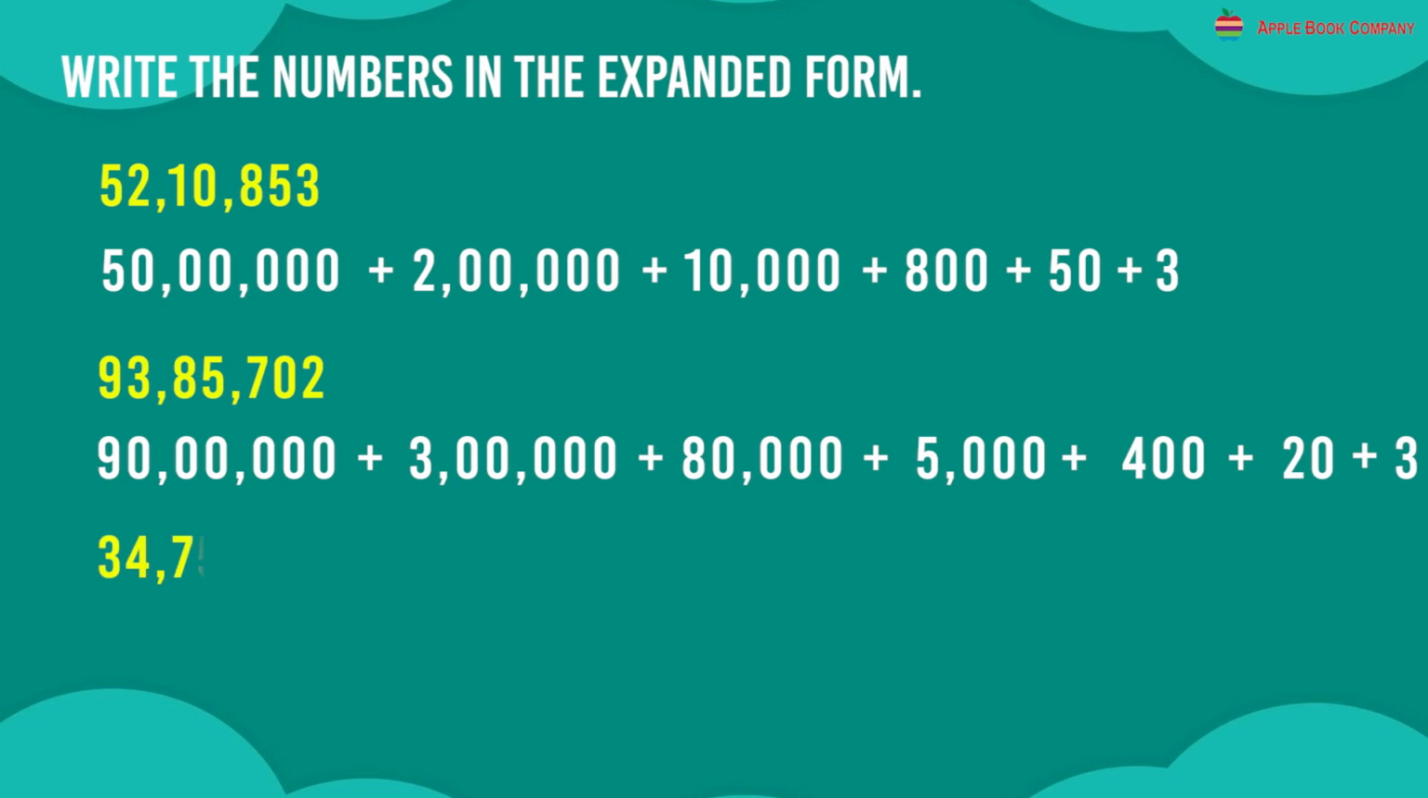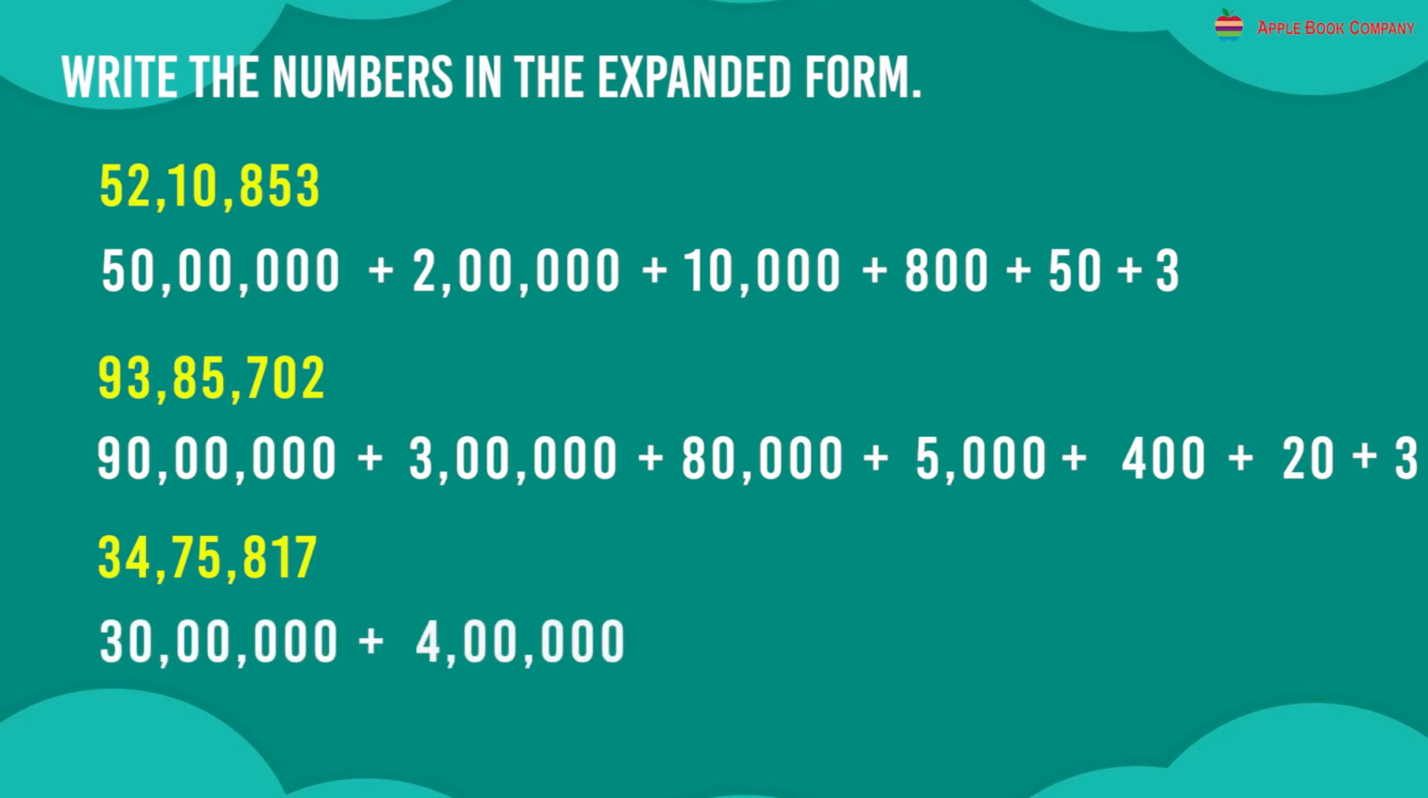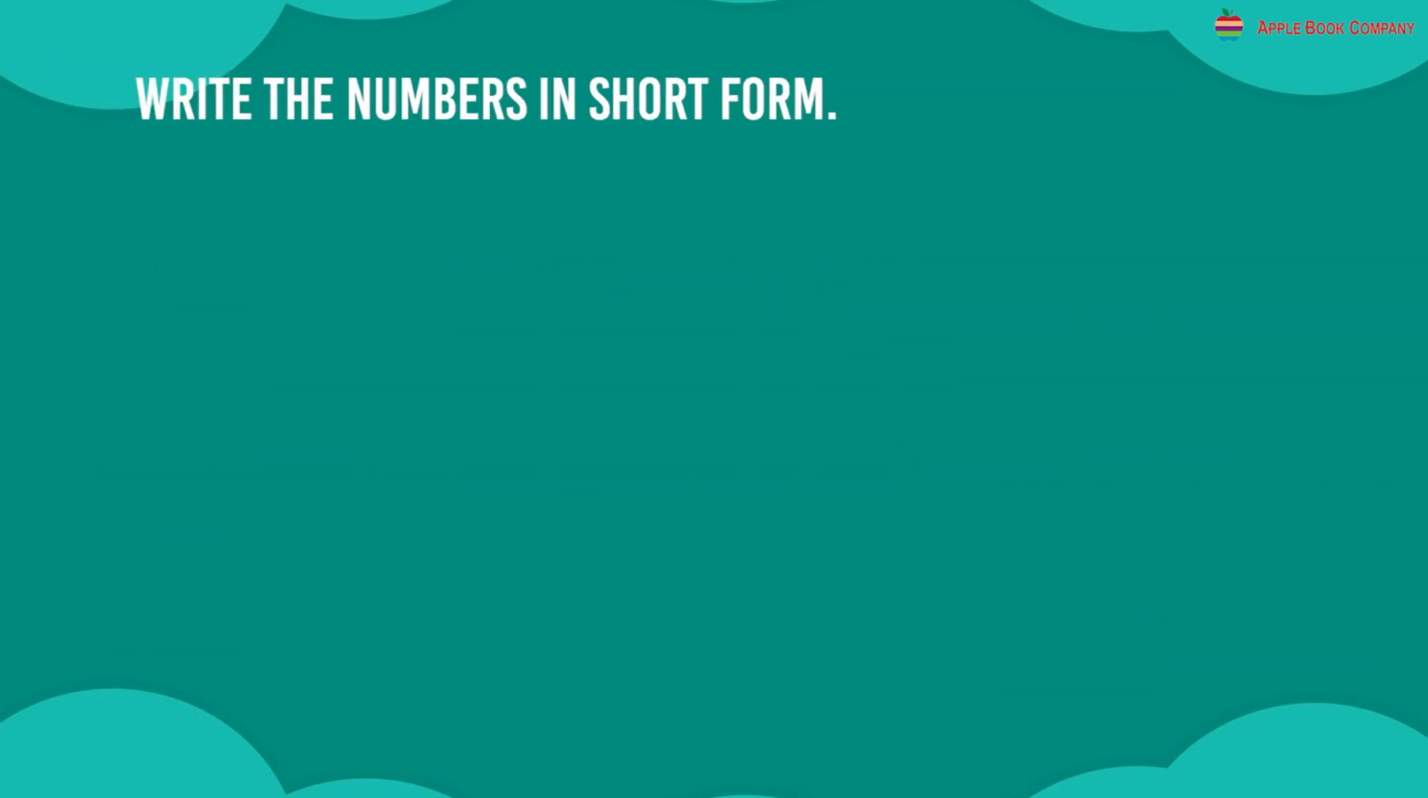Next number is 34,75,817. Expanded form is 30 lakhs plus 4 lakhs plus 70,000 plus 5,000 plus 800 plus 10 plus 7. Write the numbers in short form.